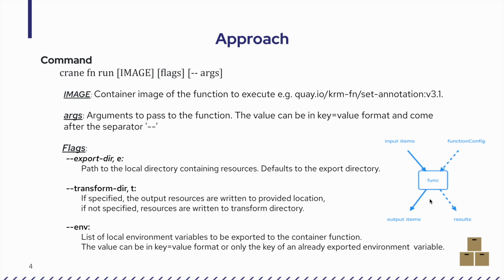So here is how the function execution looks. Our input item will be given by our export directory, and function config, where we are providing the function image and the argument that goes with it. The output item will be the resources that are transformed and written to the transform directory.